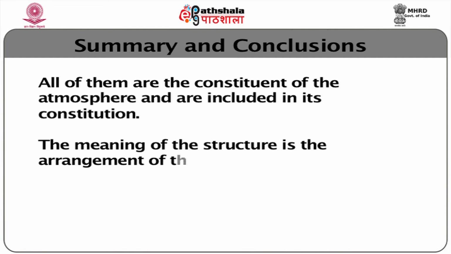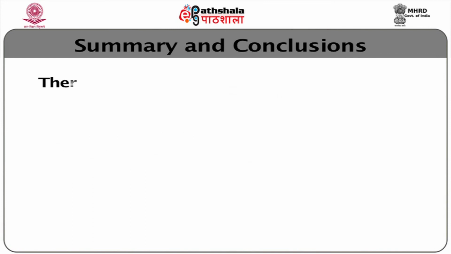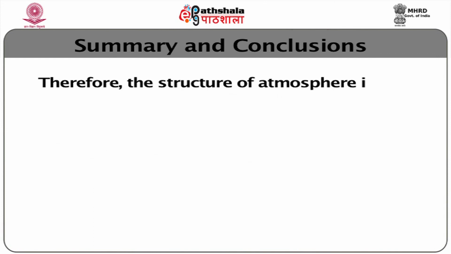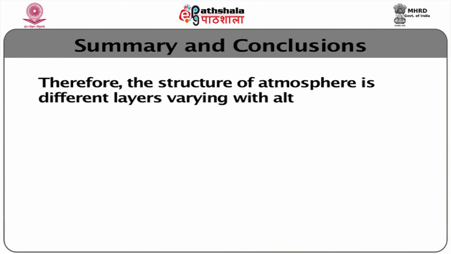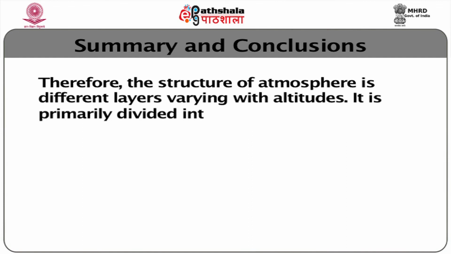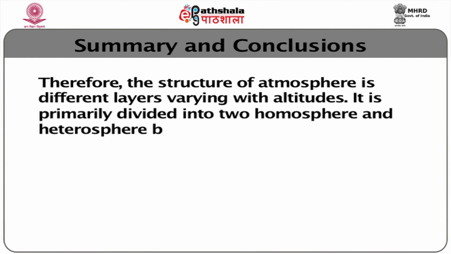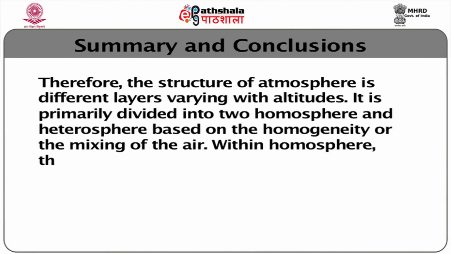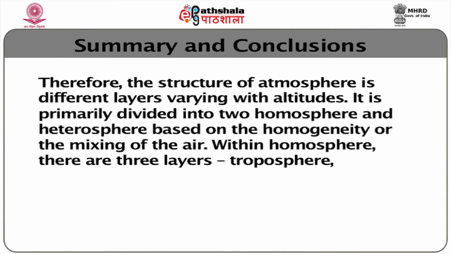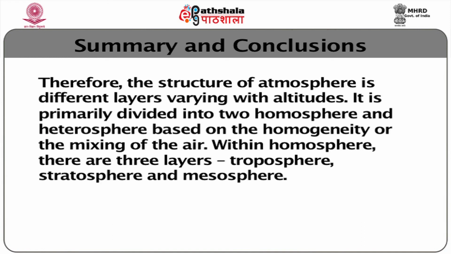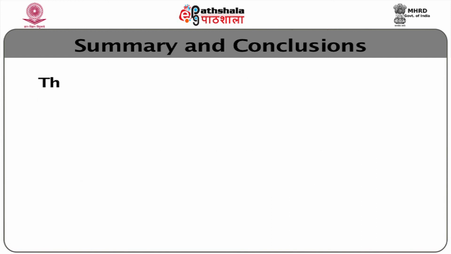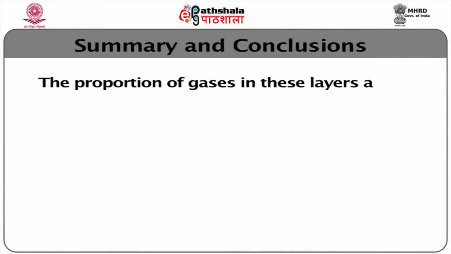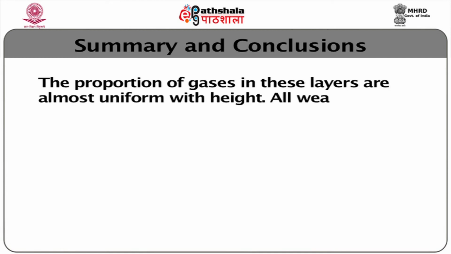The meaning of structure is the arrangement of different parts into one. Therefore, the structure of the atmosphere is different layers varying with altitude. It is primarily divided into two, homosphere and heterosphere, based on the homogeneity or the mixing of the air. Within the homosphere, there are three layers: troposphere, stratosphere and mesosphere. The proportion of gases in these layers is almost uniform with height.